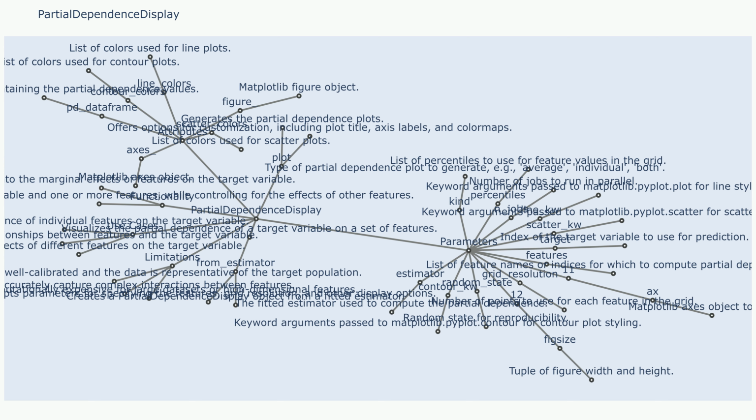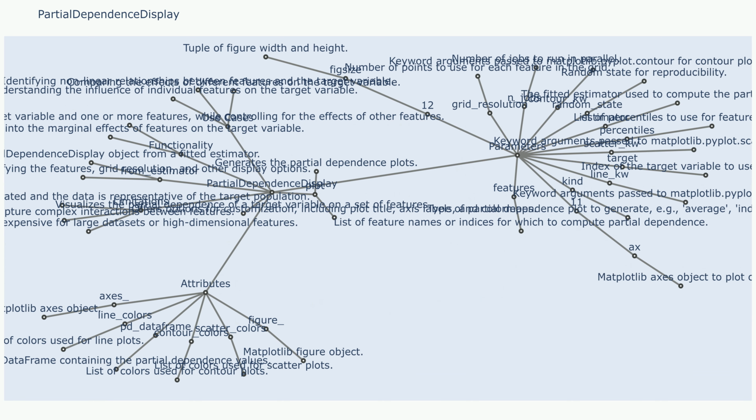Key features. Partial dependence plots (PDP). The main function of PartialDependenceDisplay is to create PDPs. A PDP shows the marginal effect of a feature on the prediction, averaging over the values of other features. This helps understand how the model's prediction changes as the feature value varies.